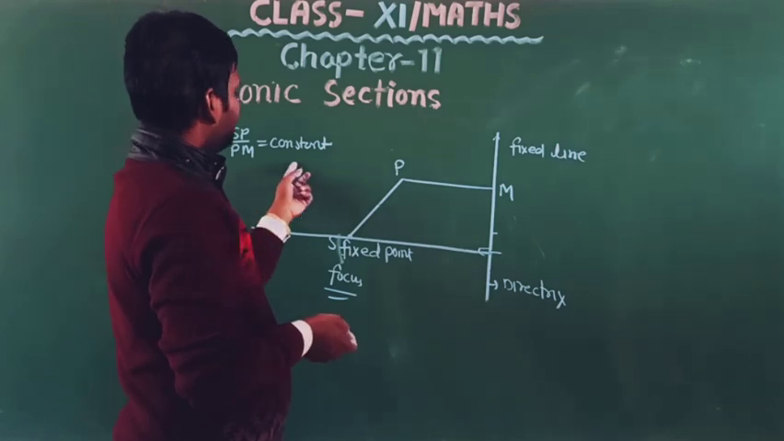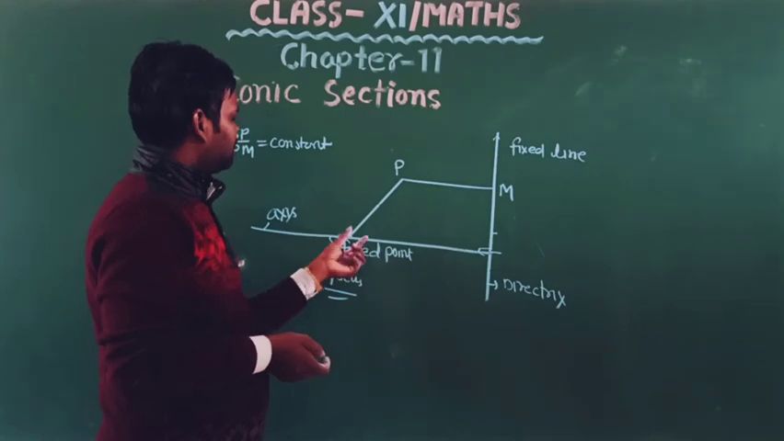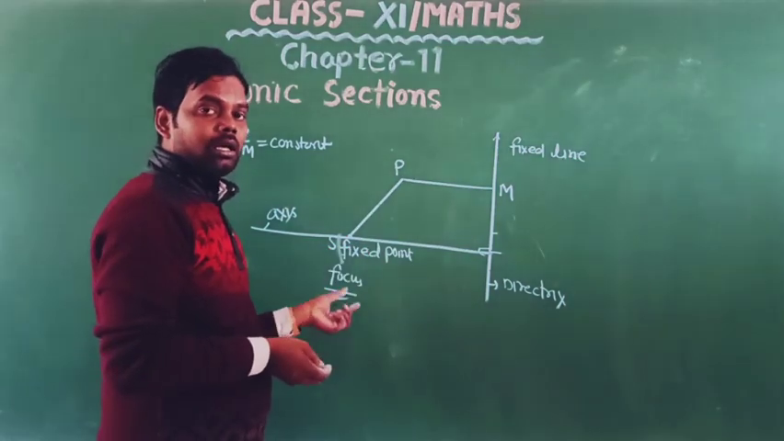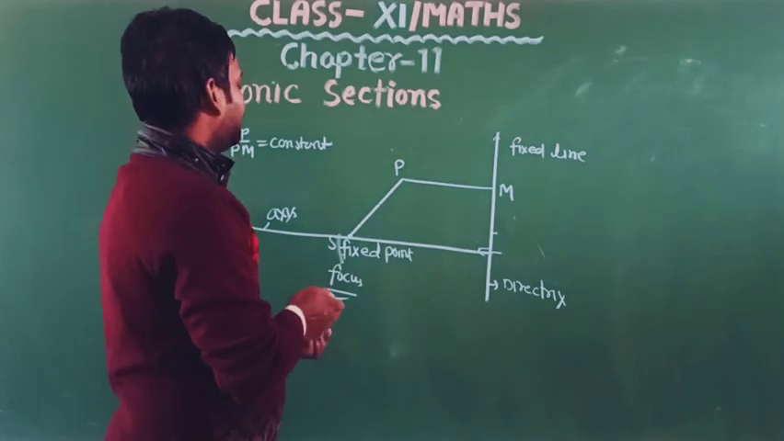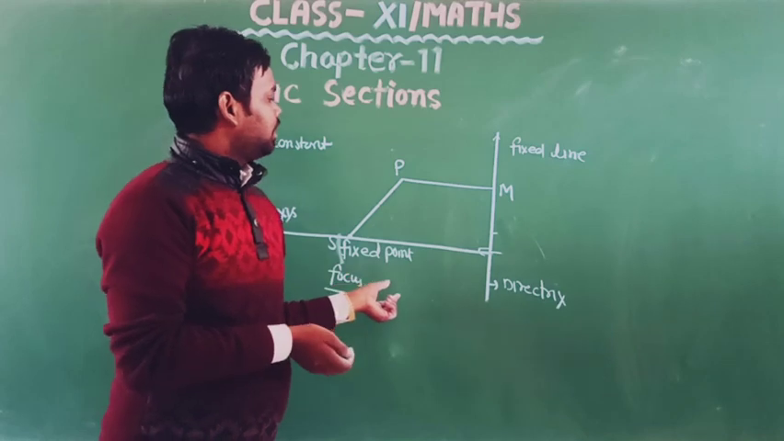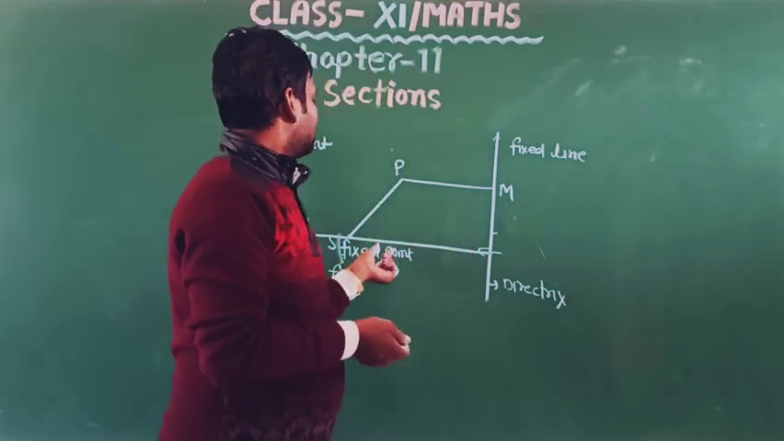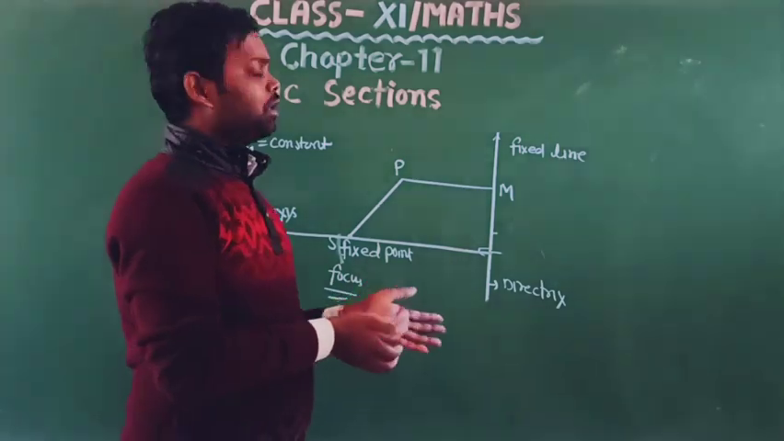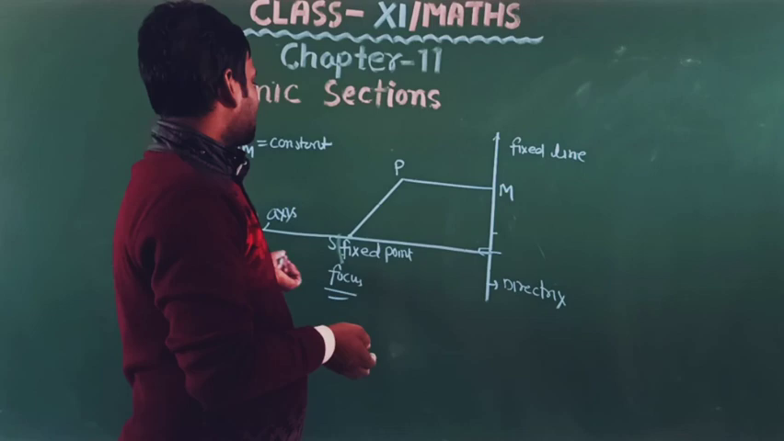The section will intersect the fixed line at a point, and this point is called the vertex of the section. So these are some definitions related to the conic section: directrix, focus, fixed line, axis.